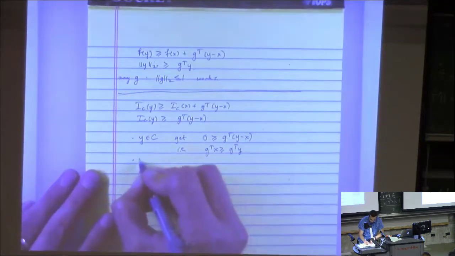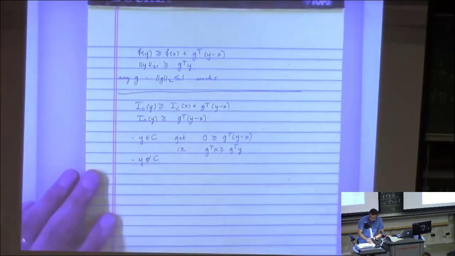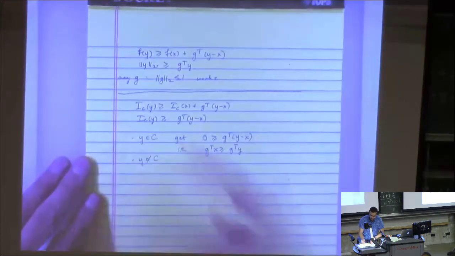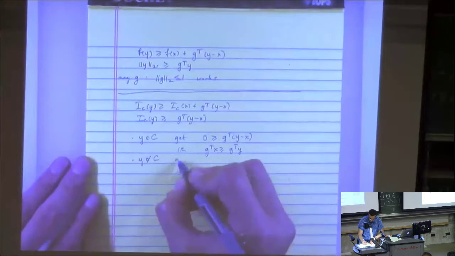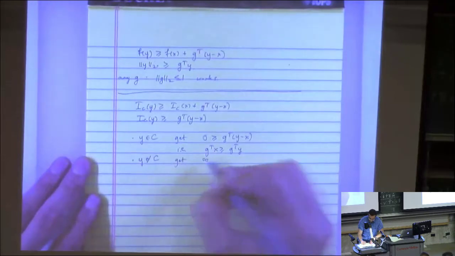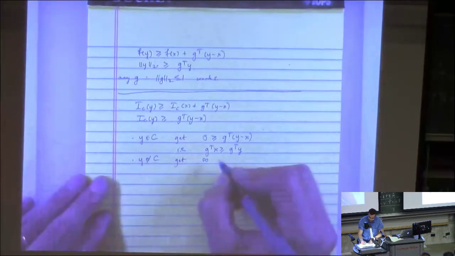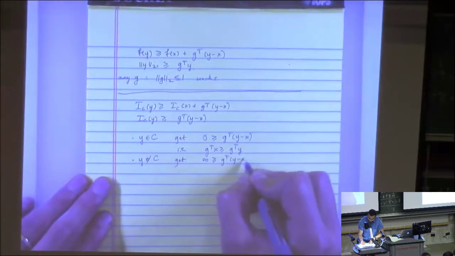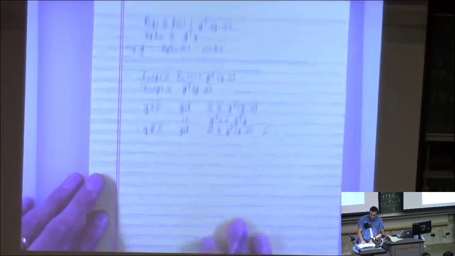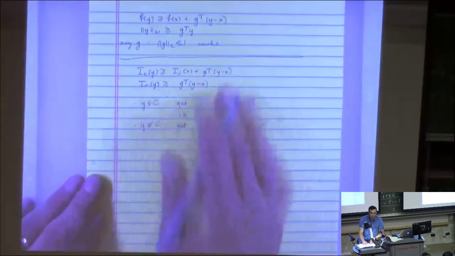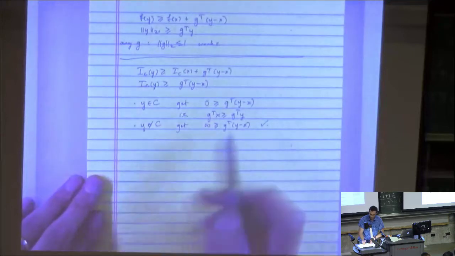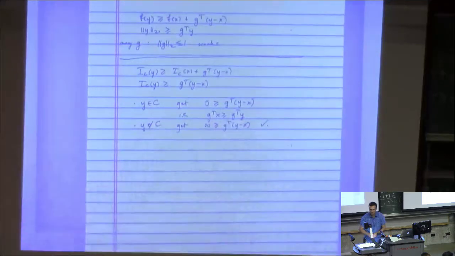And if y is not in the set, then actually this condition is immediately verified because the left-hand side is infinite. So there's no other conditions I need to place on g to make this true. It's just vacuously true. So the set of g's for which this holds for all y is exactly the set of g's for which the normal cone condition holds for all y. That's how we define the normal cone.